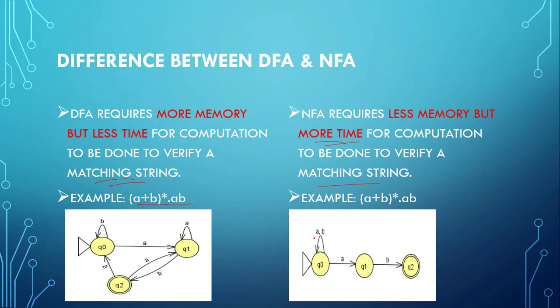Here on Q0 we can have a and b. Then from Q0 on A it has two transitions, one taking place over Q0 and another to Q1. Then from Q1 there is no transition over A, but there is a transition happening over B going to Q2. Whereas in DFA, here we have from Q0, Q1 and Q2 each state having transitions on each input symbol, but they are exactly one. Whereas in the NFA on A there are two transitions taking place from Q0.